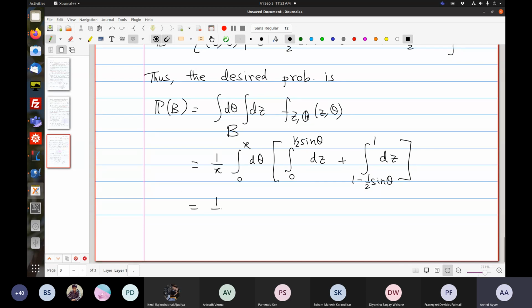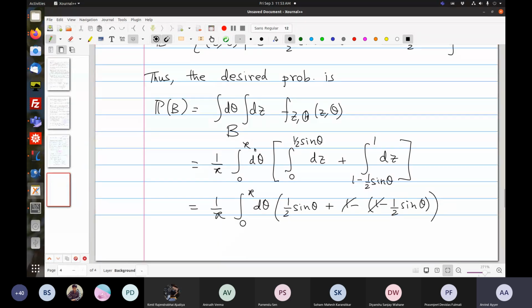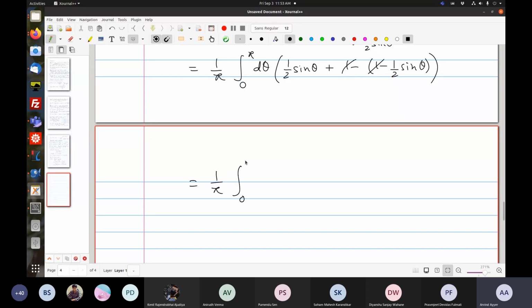Okay, and now you can do this integral. So it's 1 by π integral 0 to π dθ. This integral just gives me half sine θ, and this gives me 1 minus half sine θ. So half sine θ plus 1 minus half sine θ. The ones cancel, and so I get integral 1 by π, 0 to π dθ of half sine θ plus half sine θ, which is sine θ, and this is minus cos θ, 1 by π from 0 to π. This is exactly minus 1 minus 1, so that's 2, so I'll get 2 by π. Okay.